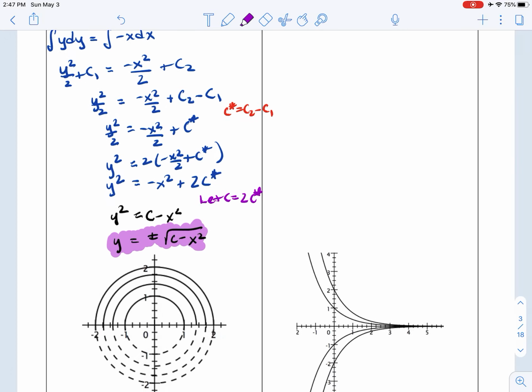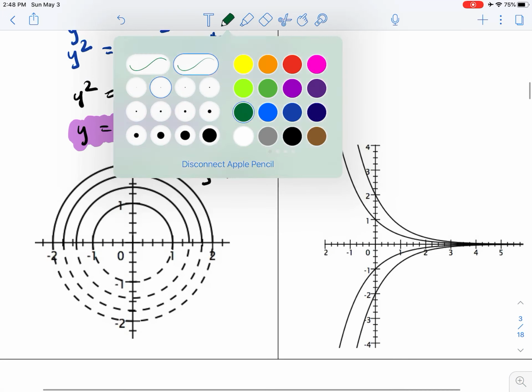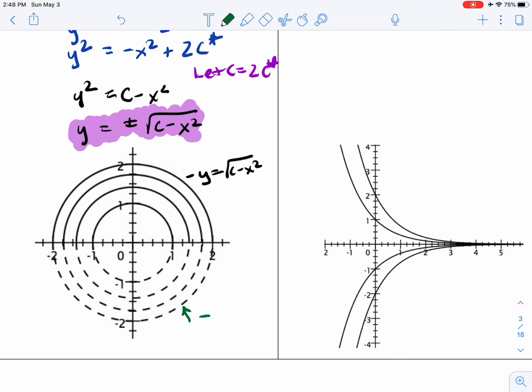And what do they look like? They look like half circles. The upper family of functions would be y equal to the positive square root of c minus x squared, and the ones below, dotted, would be y equal to the negative square root of c minus x squared. Good. All right.